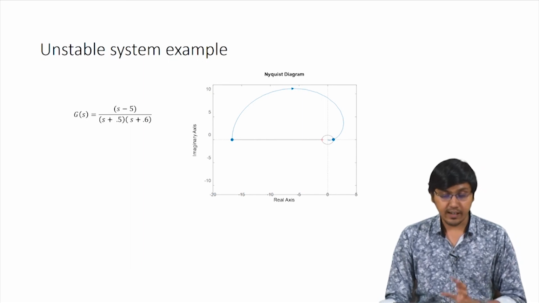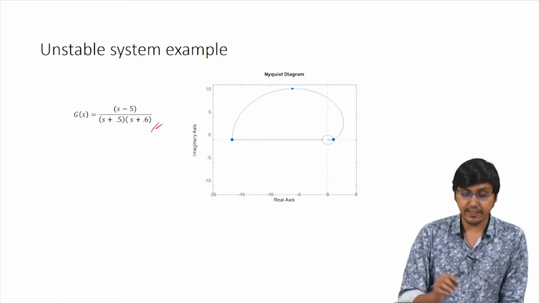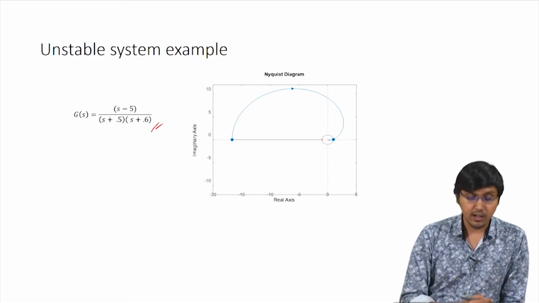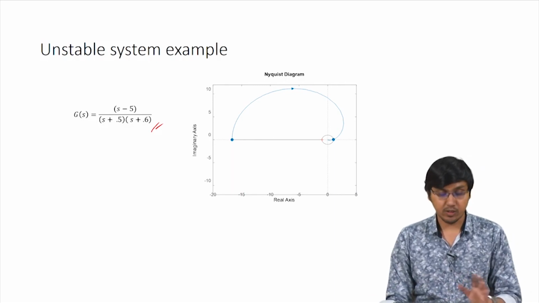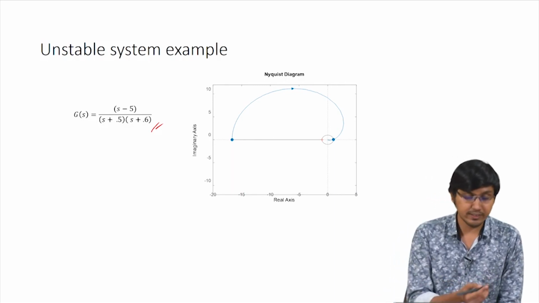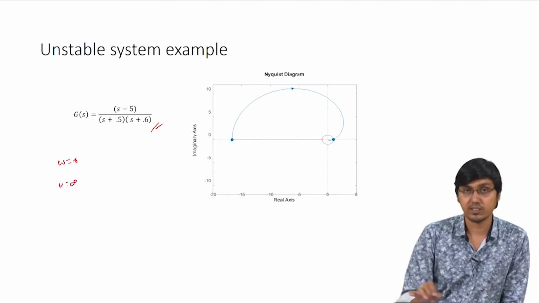So, let us go for an unstable system. Let us take this system and then draw the polar plot. This is the polar plot, and you can try to draw this yourself. I am not going to work this out, but basically what you need to do is put omega equal to 0, omega equal to infinity, and then check whether the endpoints are matching, etc.